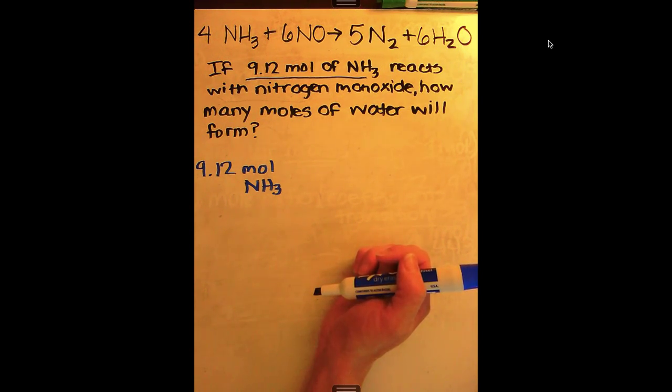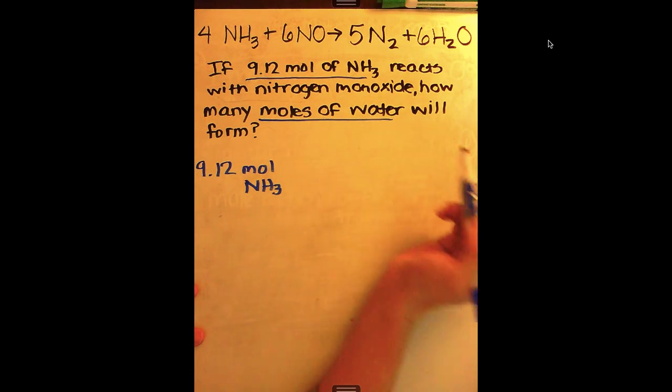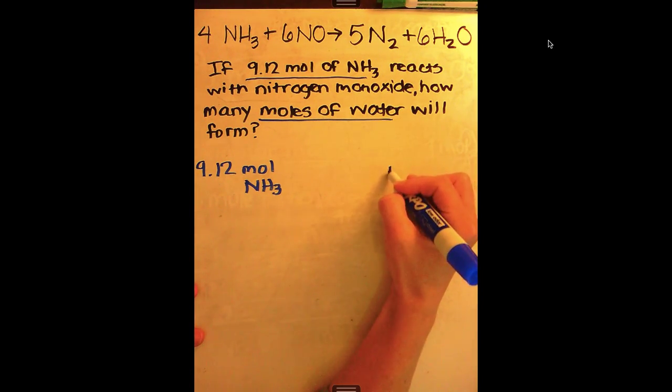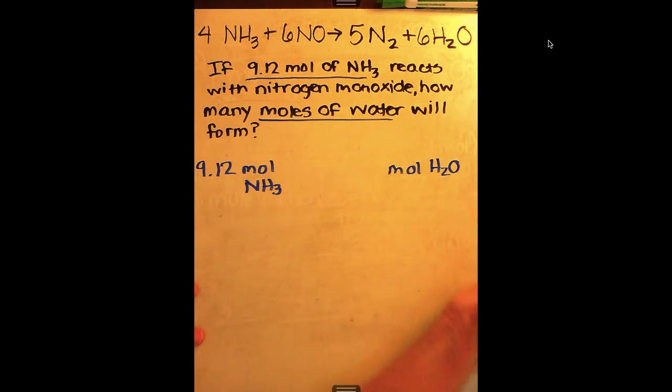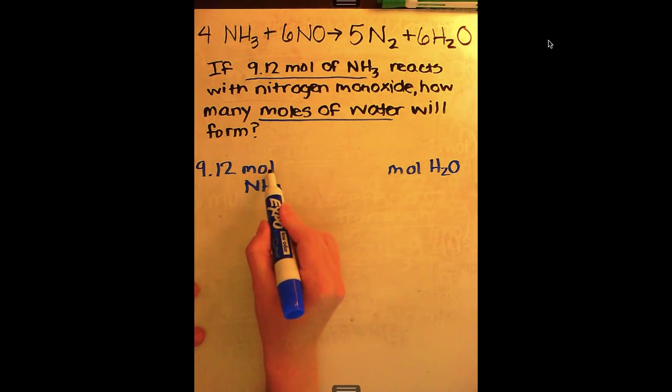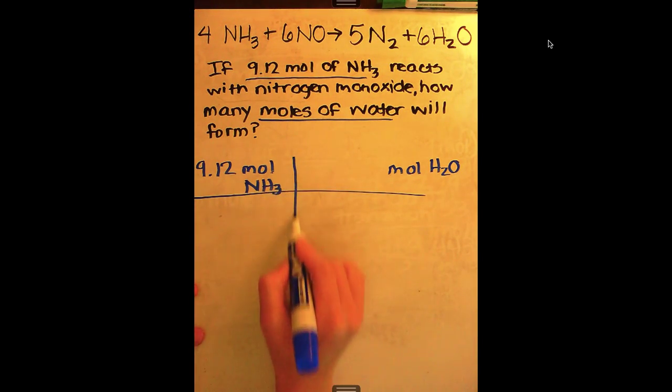Our second step is, what units are we trying to get to? What's the end product that we're looking for? And if we look at the question, it says how many moles of water. So right there, that's telling me what I'm trying to get to is moles of H2O. Once you've identified that it's a mole-to-mole problem, let's go ahead and draw our T-chart.